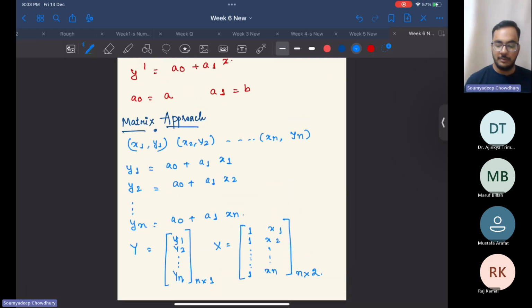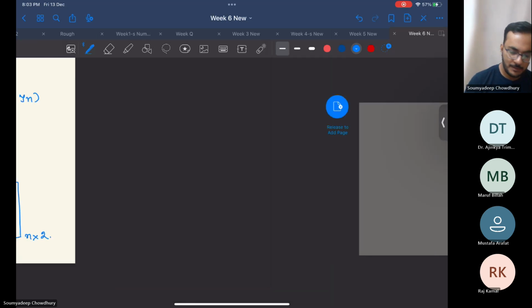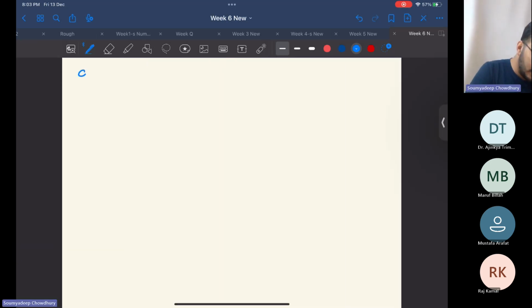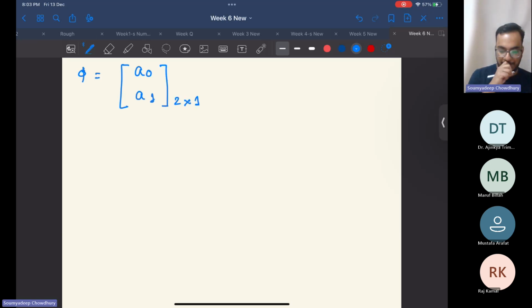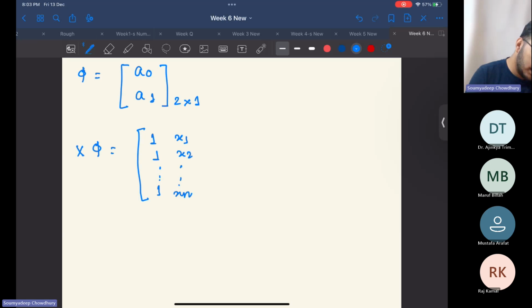Now another matrix will be there, which will consist of your a0 and a1, right? Suppose I have another matrix phi, given by a0 and a1. So this is your coefficient matrix. This is 2 cross 1. If we write X into phi, what is my X? 1, x1, 1, x2, up to 1, xn. Phi is a0 and a1.